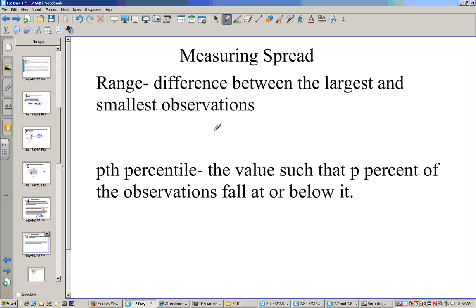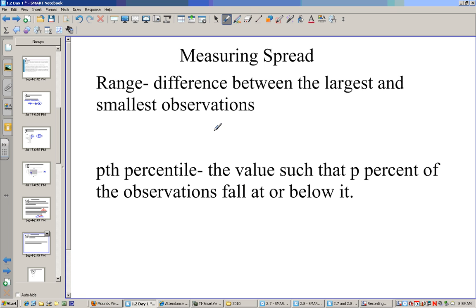Now we need to think about how we can measure spread. We can measure spread by looking at the differences between the largest and smallest observations. So we subtract the smallest from the largest, and that will be our range.